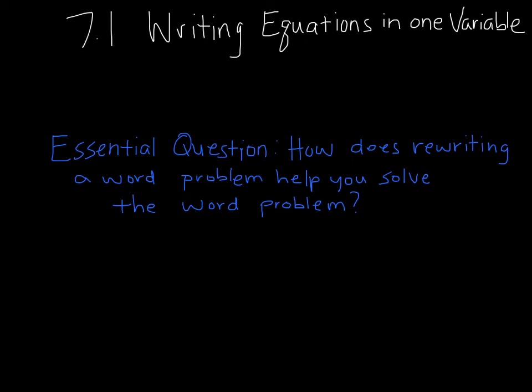Alright, 7.1 is writing equations in one variable, and our essential question is, how does rewriting a word problem help you solve the word problem? What I would like you to do for this section is, I want you to write out the notes as I take them. I'm going to try and make this a lot quicker than normal so that we can move on, and I want you to copy down these notes. This is great practice. I will be doing note checks this chapter, where before I maybe did 1 or 2, but this one I'm going to check each section, and the grading will be a little bit different this time around. So make sure you're writing these notes.